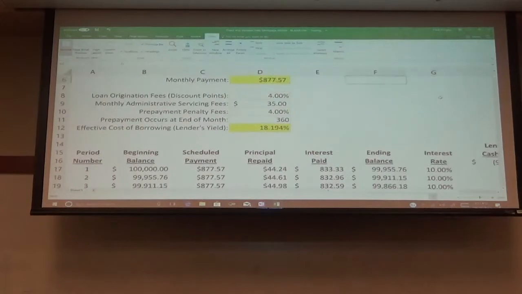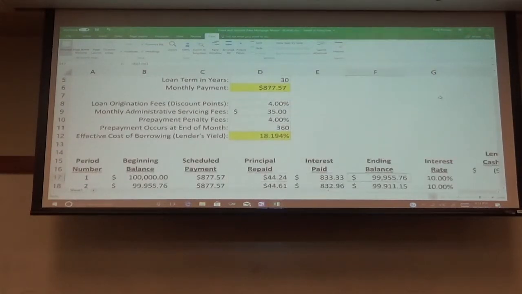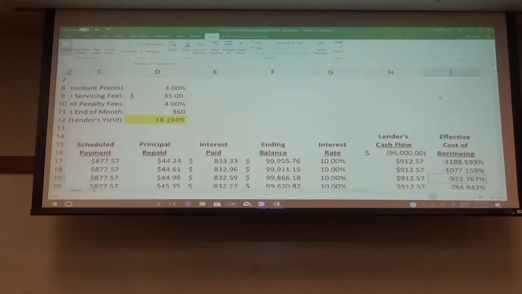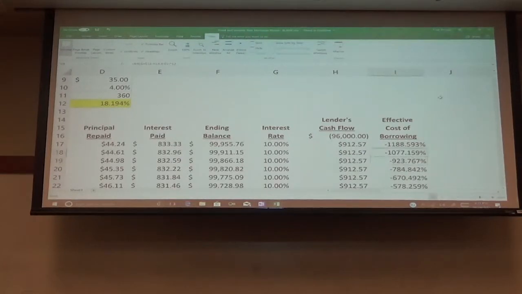Okay. And so you should end up with 18.194 as your effective cost of borrowing. 11.411. Yeah, 11.4. And once again, this is with type 1. Yep. So wait, for month 360. Probably the problem I believe is in the effective cost of borrowing formula. Yeah. I mean, it's going to be the same all the way down, so let's just pull it up one more time. What is 10%? Yeah. Let me check.